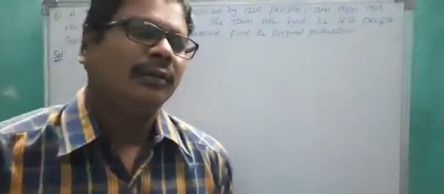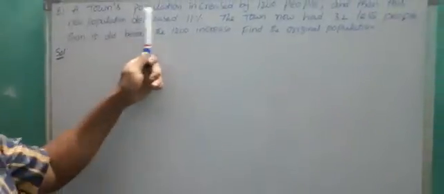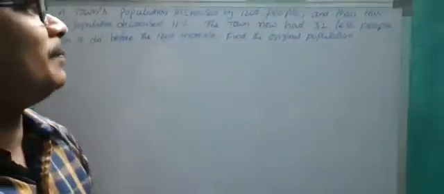Students, this is the last problem in exercise 2.4. This is a very different model from this exercise and from this lesson also. Okay, so all of you listen carefully. A town's population increased by 1200 people.